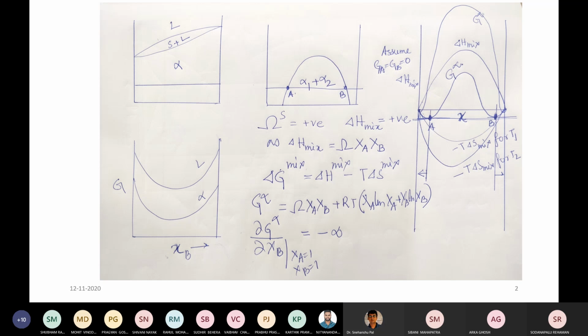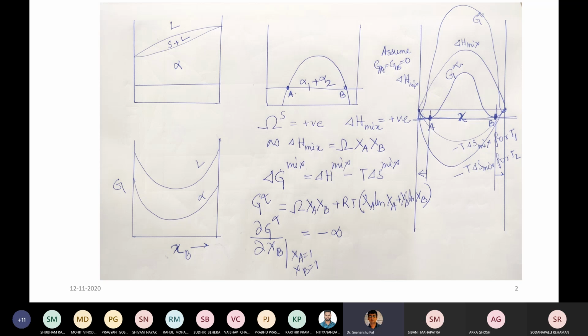And these free energy curves can be expressed in terms of the free energy expression we have given earlier: G = XA GA + XB GB + delta H mix + RT (XA ln XA + XB ln XB). That's the expression.